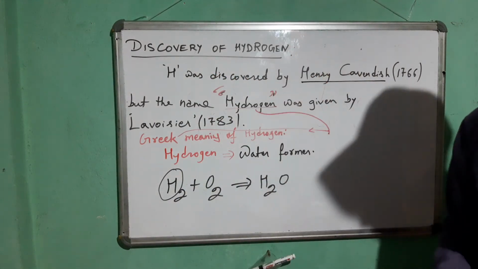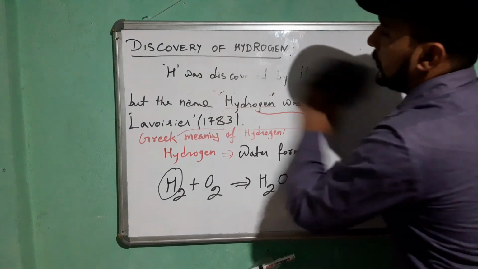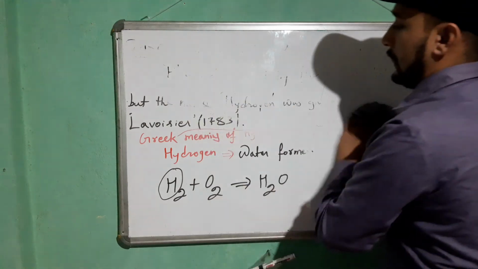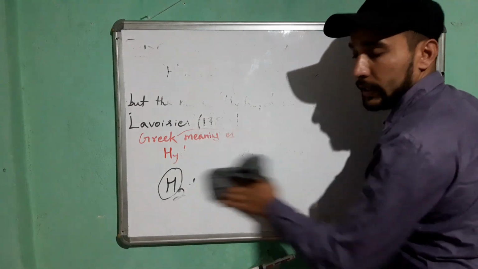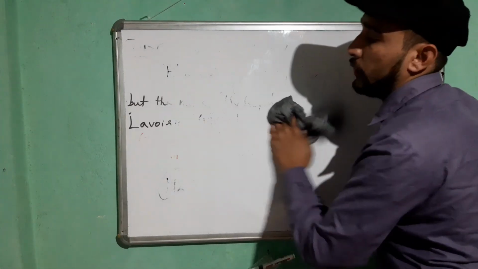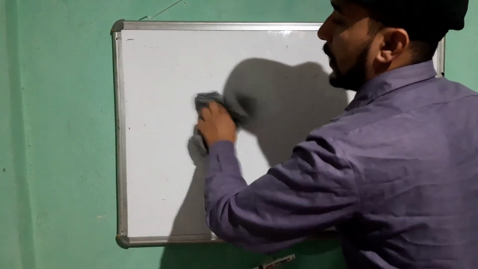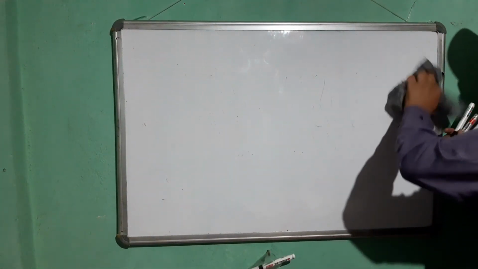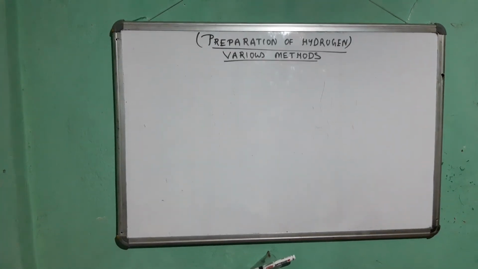This also you note down properly in your copy. Henry Cavendish discovered hydrogen, and the name was given by Lavoisier. Hydrogen means water former. Remember that. Halogen means salt former, that we have discussed in the previous chapter. Hydrogen means water former. When hydrogen reacts with oxygen, it forms water, so its name is given hydrogen.